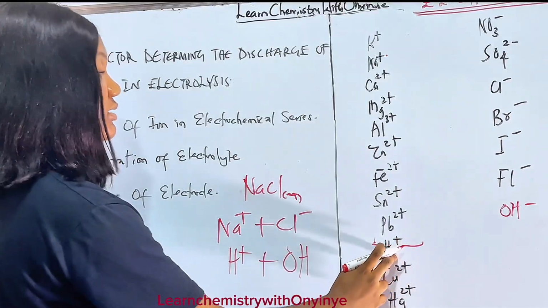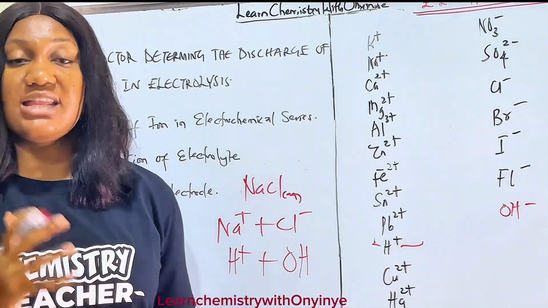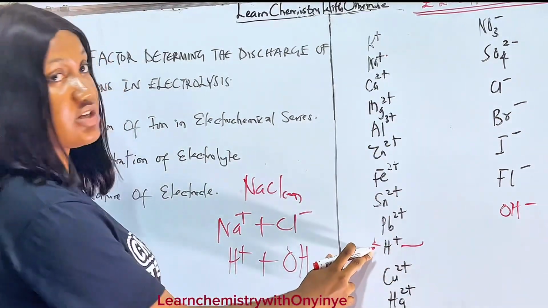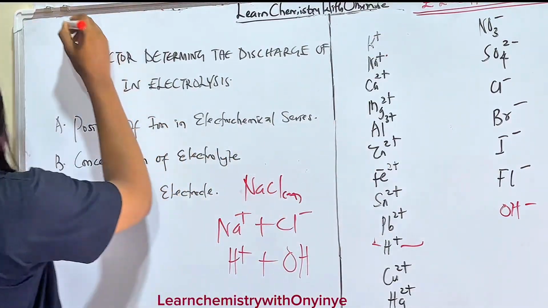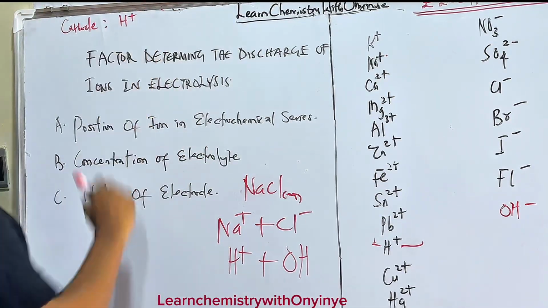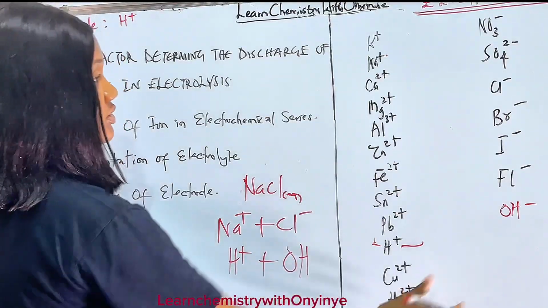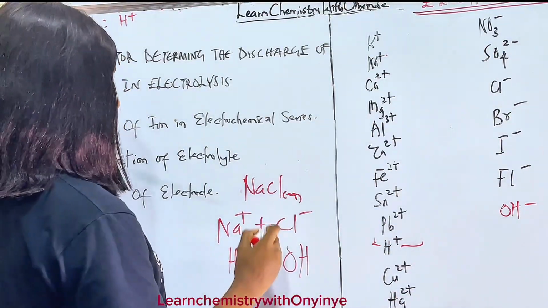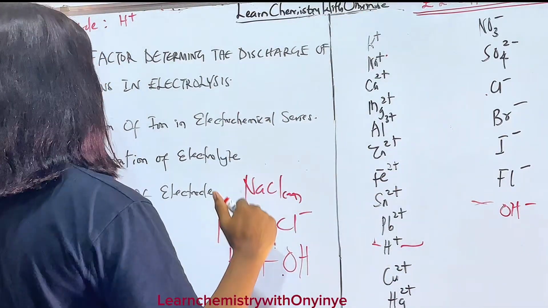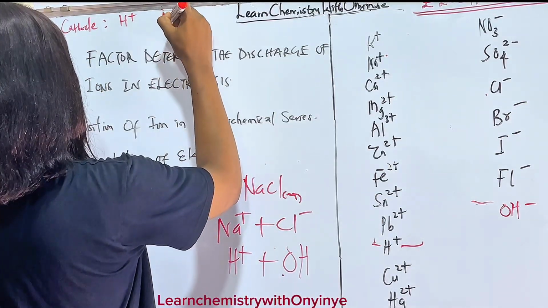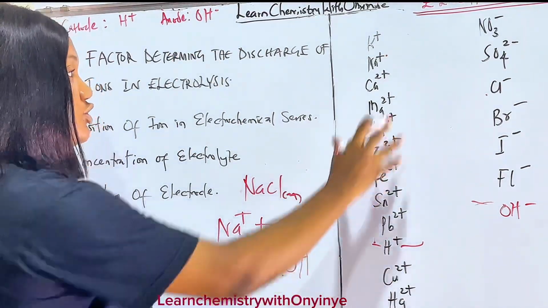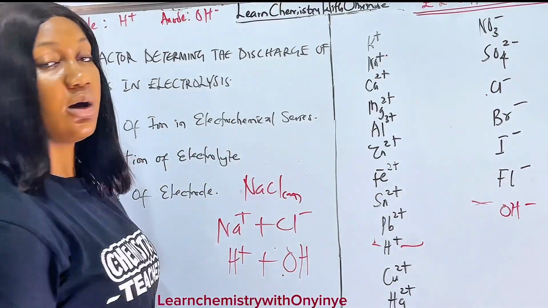So what's going to be discharged at the cathode? Remember that positive ions are discharged at the cathode, while negative ions are discharged at the anode. So at the cathode, the hydrogen ion is discharged in the electrolysis of aqueous sodium chloride. Now come to the electronegativity series. Chlorine and OH, which one is lower? OH is lower compared to chlorine. So at the anode, OH will be discharged. And this is all using the position of ion in the electrochemical series.